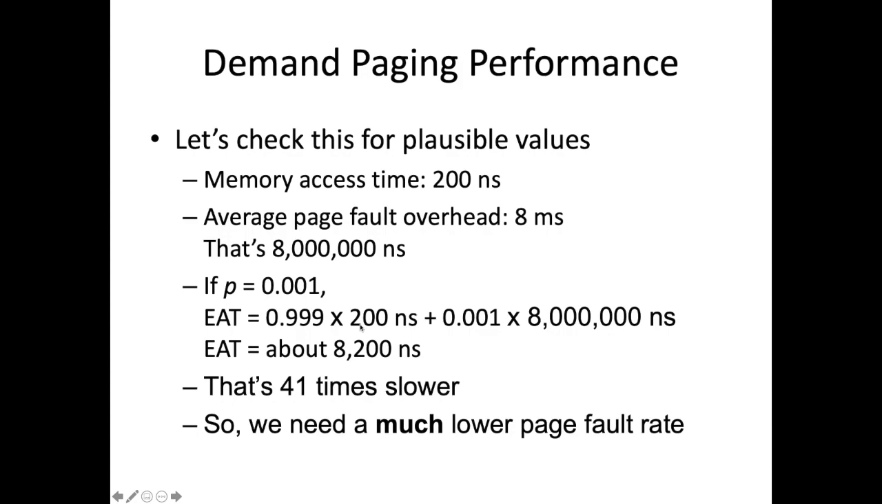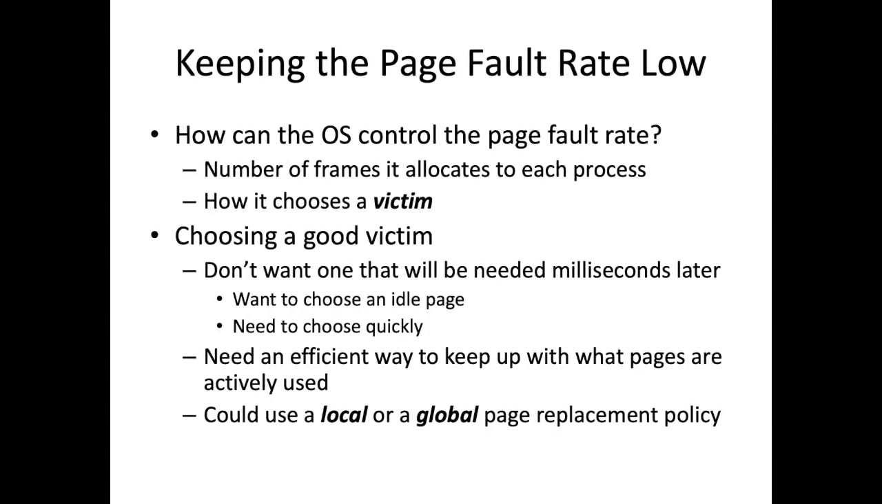So the takeaway here is we can compute effective memory access time as long as we know what the page fault rate is and what the cost for accessing memory and servicing a page fault are. And if you're the OS, you should do whatever you can to try to achieve a low page fault rate to help processes run efficiently. If you're the OS, what can you do to achieve a low page fault rate?